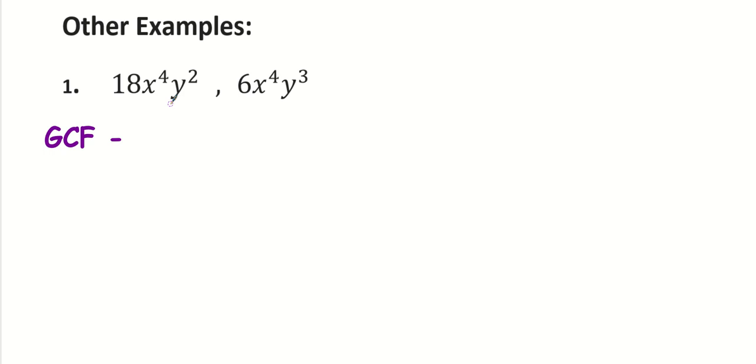So these other examples, this is the main reason for this second video. The variable part's going to be easy. In fact, to get that out of the way, if we're comparing x to the 4th and x to the 4th, what's the smaller power? Well, it's a tie. So x to the 4th. Sorry, this is going to be kind of sloppy in this video with my mouse. And then y to the 2nd and y to the 3rd, the smaller power is y to the 2nd. So that's out of the way.